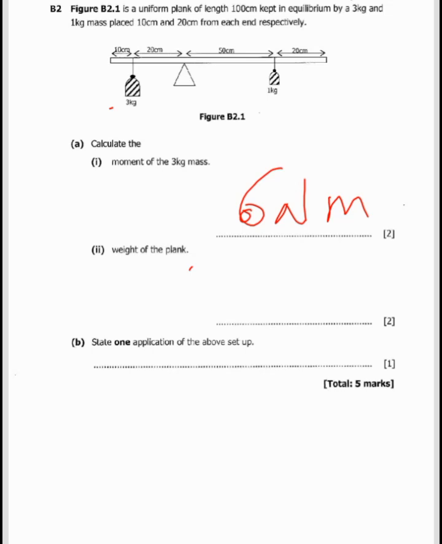Now, to find the weight of the plank, we need to understand one thing. We need to understand what the center of mass is. The center of mass is a point on an object where all the mass seems to concentrate. Since this plank is 100 centimeters, the point at which all the mass seems to concentrate is at the 50 centimeter mark.